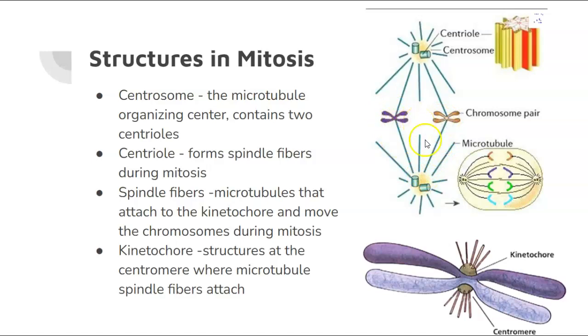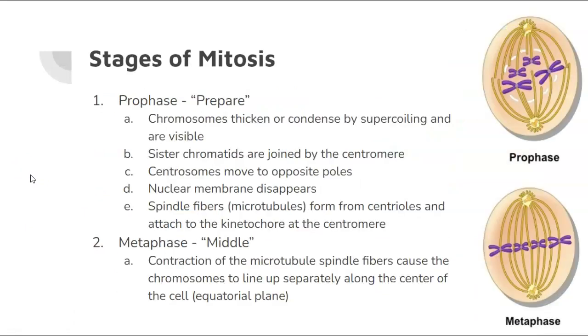And then the kinetochore are structures at the centromere where microtubule spindle fibers attach. So remember that the centromere is this piece in the middle that connects the two chromatids, and on that there are kinetochores, and those kinetochores connect to the spindle fibers, and the spindle fibers are being shot out from the centrioles. Okay, I know, tons of vocab, I'm sorry.